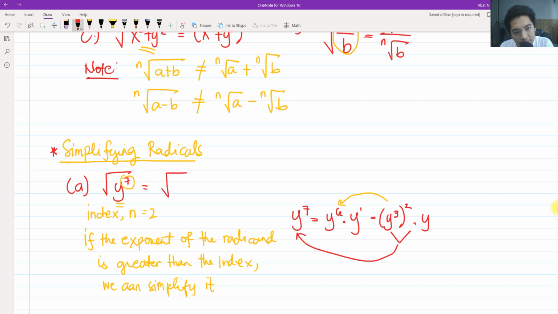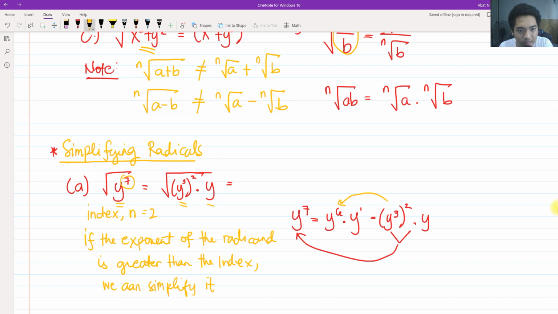So we have the square root of y cubed squared multiplied by y, which is still y raised to 7. We can use the property of products that we had a while ago: if we have the nth root of AB, we can simply separate them individually. I will have the square root of y cubed squared multiplied by the square root of y.